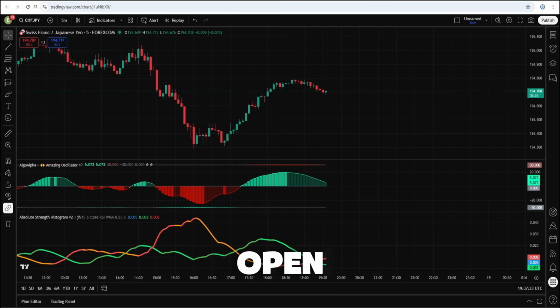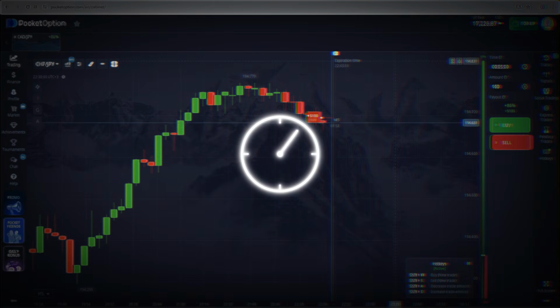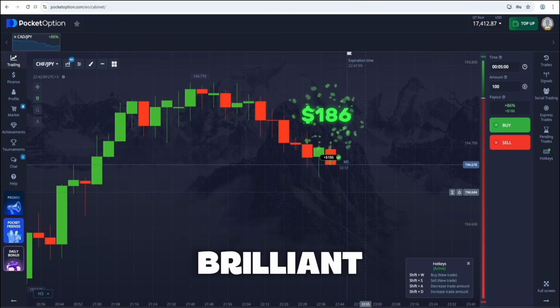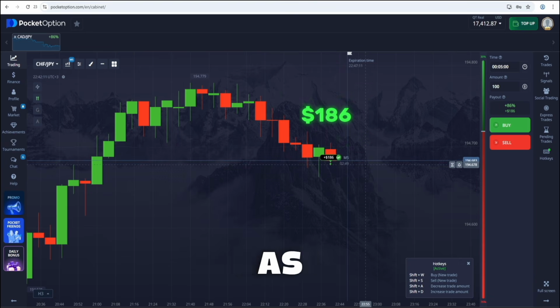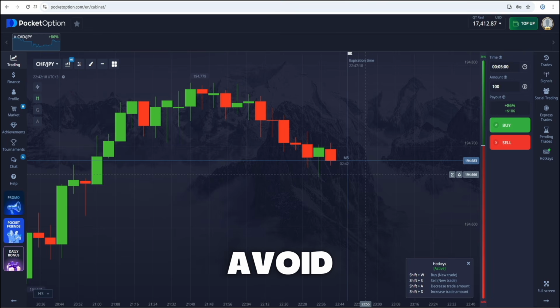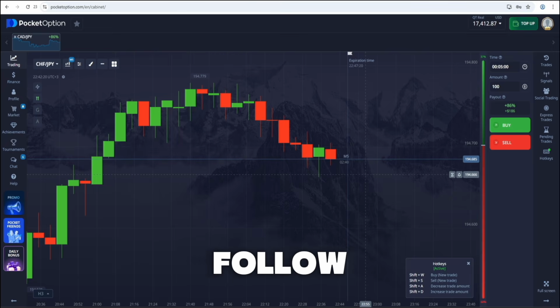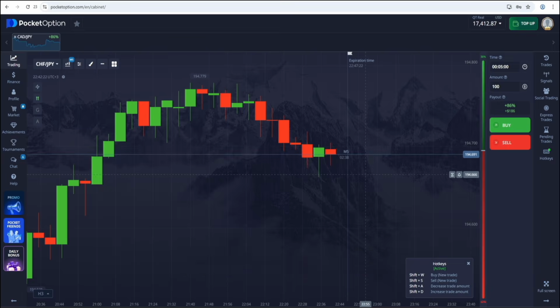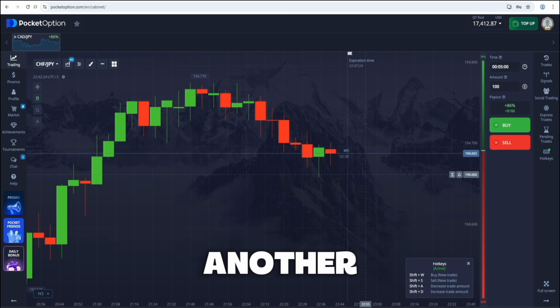Alright, the trade is open. Let's see the result. Just brilliant. We got a win on the second trade as well. The strategy is generally strong, as long as you execute your trades carefully, avoid jumping the gun, and strictly follow proper risk management. Now, let's see if we can spot another setup.